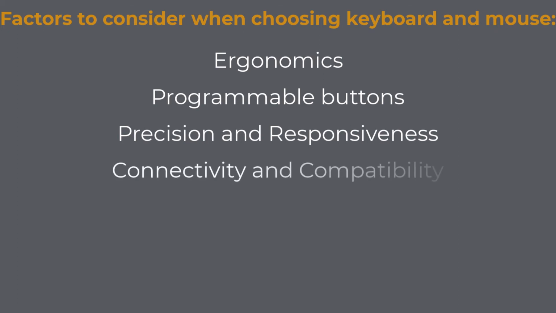Connectivity and compatibility. Ensure that the keyboard and mouse are compatible with your computer's operating system and have the necessary connectivity options. Most keyboards and mice connect via USB, but wireless options are also available. Some wireless models use Bluetooth, while others require a dedicated USB receiver. Choose the connection type that best suits your preference and setup.